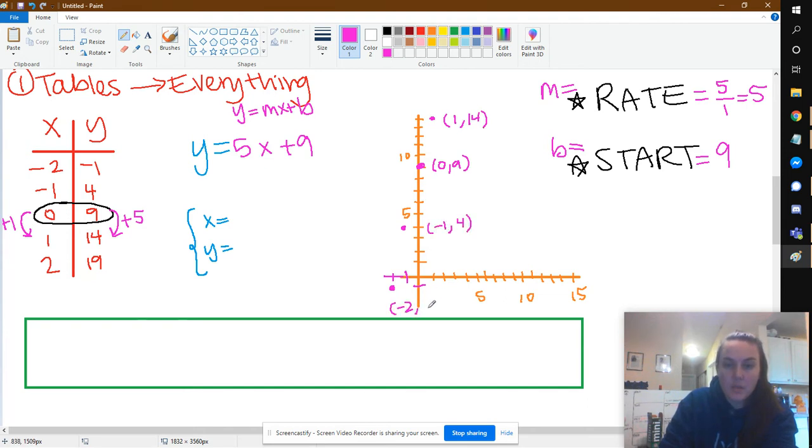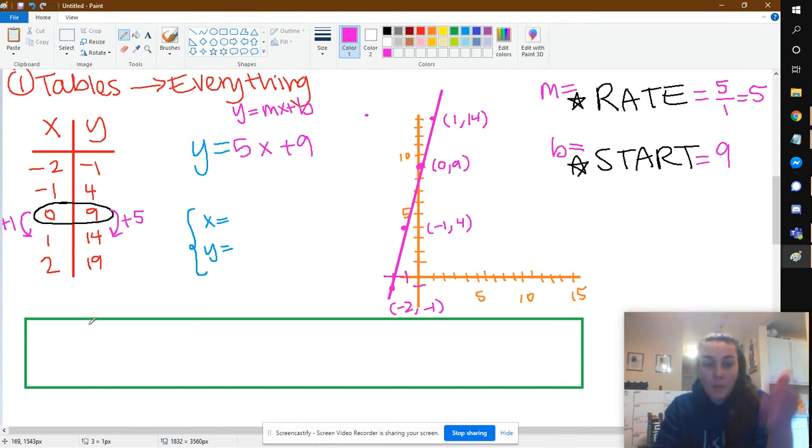If that is a confusing process, come to office hours. I'm happy to explain this in any number of ways, and we'll get you all squared away. And then we draw a line that goes through all of them. We make this line actually straight, and we have graphed it.